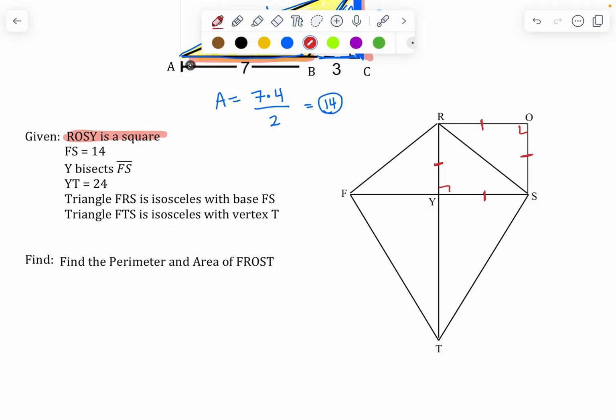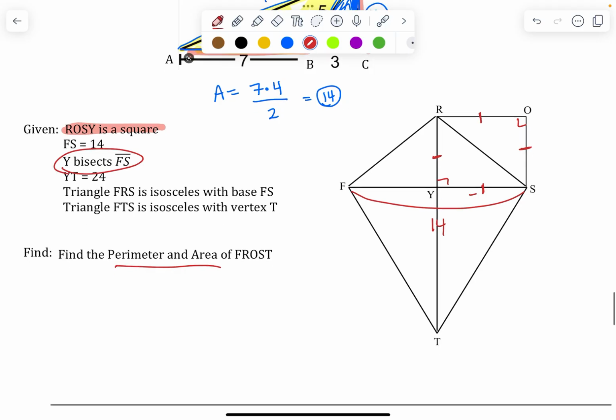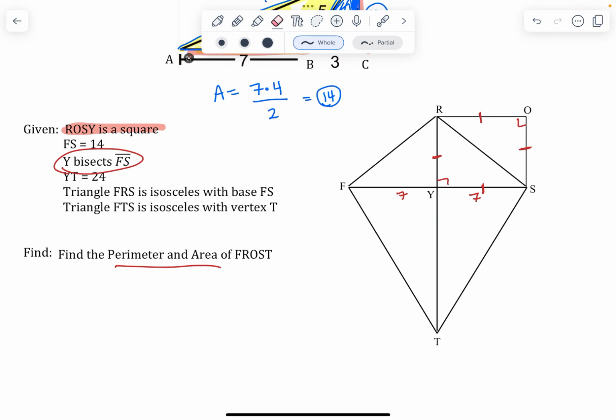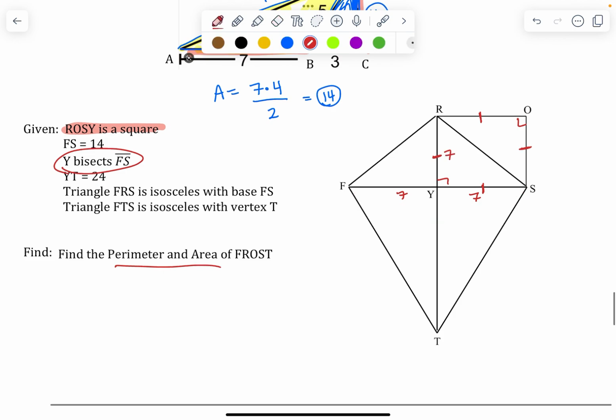The other thing that I notice now is that I've got right triangles everywhere. So I think, ooh, right triangles. If I'm after area and perimeter, I need to know lengths, which means probably the Pythagorean theorem. If I keep going, FS is 14. Y will bisect FS, which means it's in the middle, so that splits it into 2 equal parts, 7 and 7. So that's 7, that's 7, that's 7, all of those are 7.